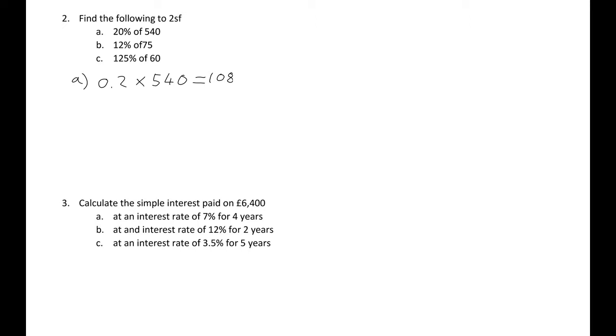Wrong. Two significant figures. You must always check what your answer is to. So, two significant figures. First significant figure, second significant figure. Rounding on that, so that goes to 110 to two significant figures. Okay, don't forget to do that every time.